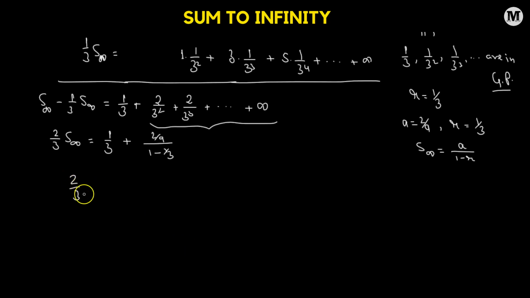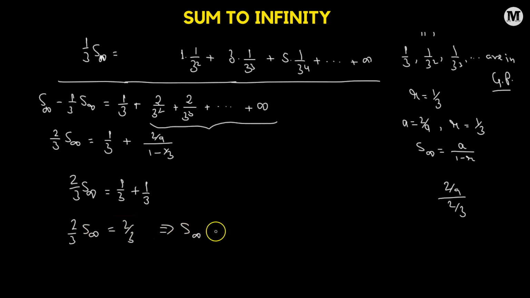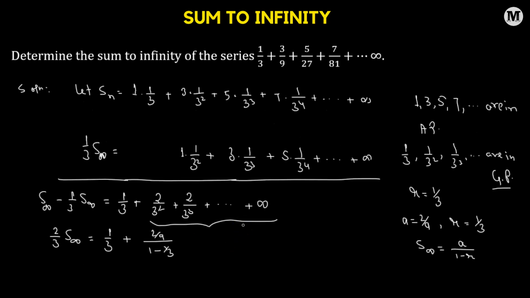We're going to get 2/3 of the sum to infinite terms equal to 1/3 added to 2 over 9 divided by 1 minus 1 over 3, so that's 2 over 3. But that leaves us with 1 over 3. We have 2/3 of the sum of the infinite terms equal to 2/3. So simplifying, we get the sum of the infinite terms equal to 1, which means that the sum to infinite terms of this series 1 over 3 plus 3 over 9 plus 5 over 27 is going to be equal to 1.